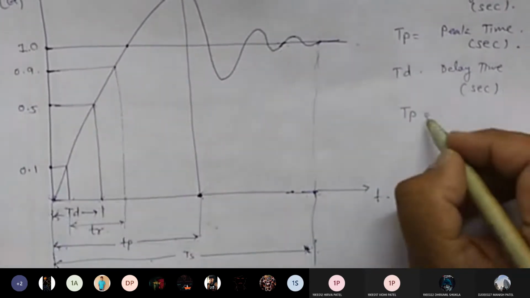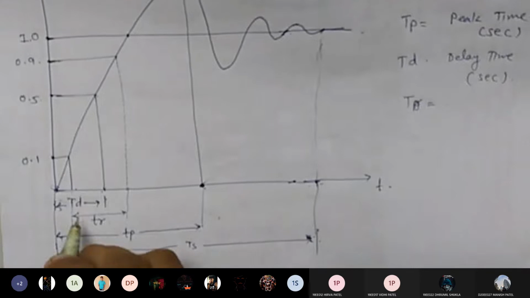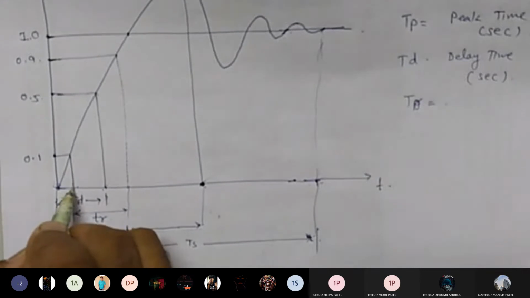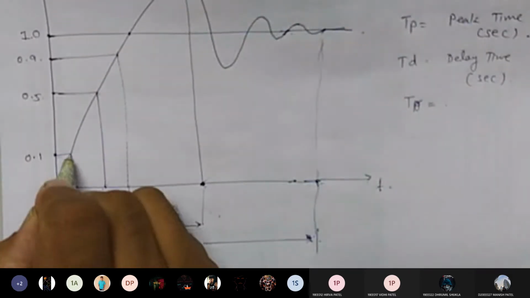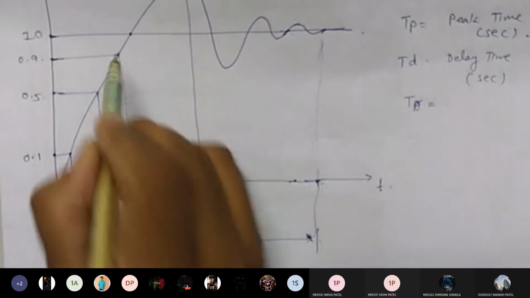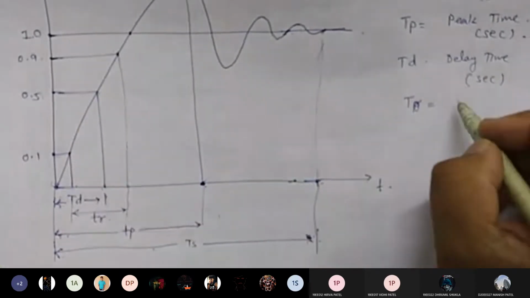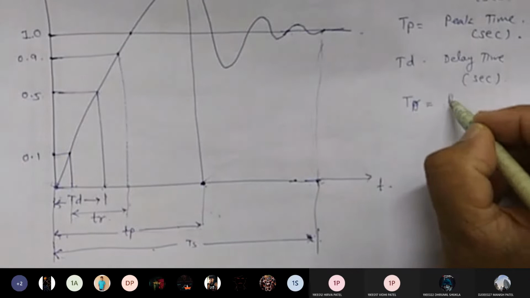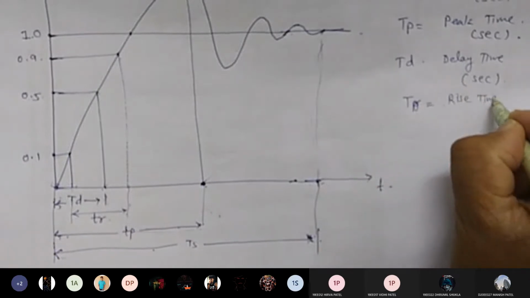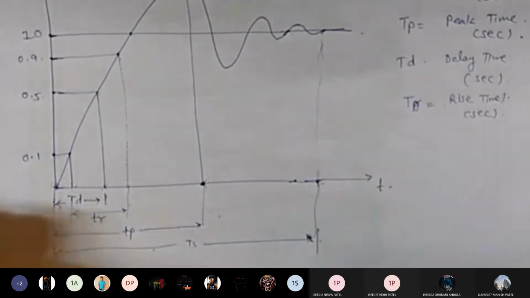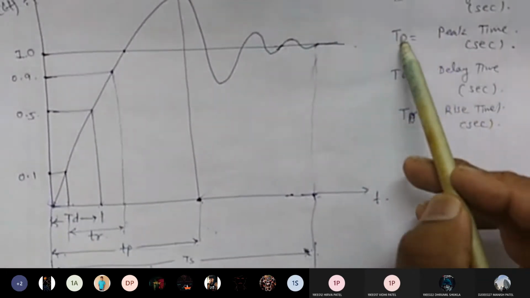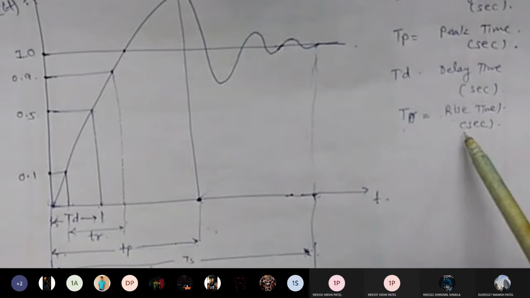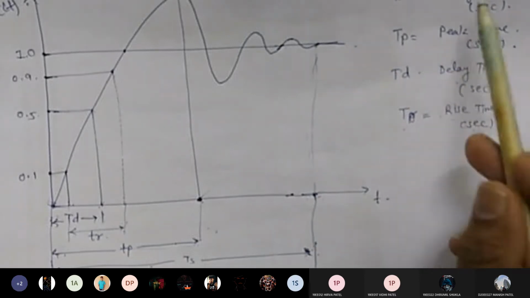Another, the last one, is TR; TP we have done. What is TR? TR is the time required from 10% to 90% of its final value. Your output is at 10%, and once it has reached 90% of the final value, that is called your rise time. So we are having 4 terms: rise time, delay time, peak time and settling time.